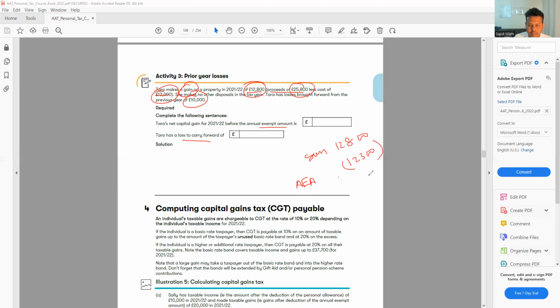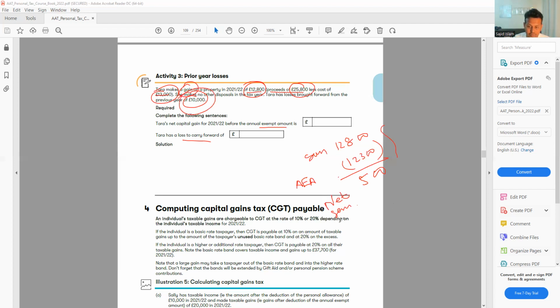12,300. So gain is 12,800. So now it's not a nil, so it's 500, isn't it? The difference. So our net gain is 500. I'm not going to pay any tax yet because I have some loss from the last period. So 10,000 come from the last period.